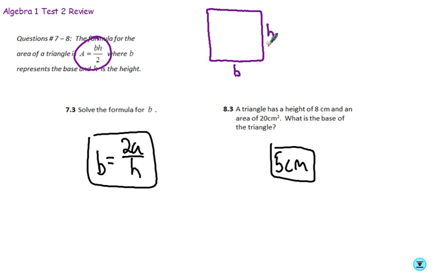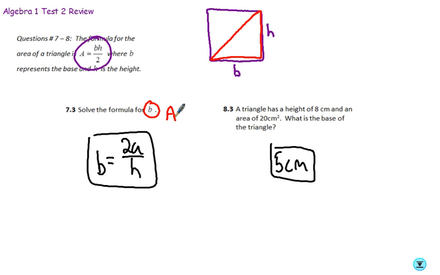And then what happens if you want to know the area of a triangle? Well, notice that a triangle is kind of half of a square, right? So you see how that's kind of half of that? So that's where we get this idea of base times height divided by 2, is that we're just cutting the square in half. So what they want us to do is get b by itself.